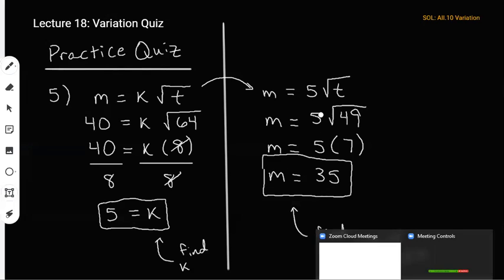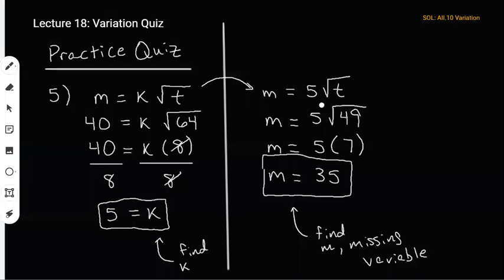Okay, let's try number 6 now. So for number 6, I'm given n varies jointly. So I'm going to have n equals k. And then since it's joint variation, I'm going to have two variables on the right-hand side. It's going to vary jointly with m and p. So that's going to be my equation.